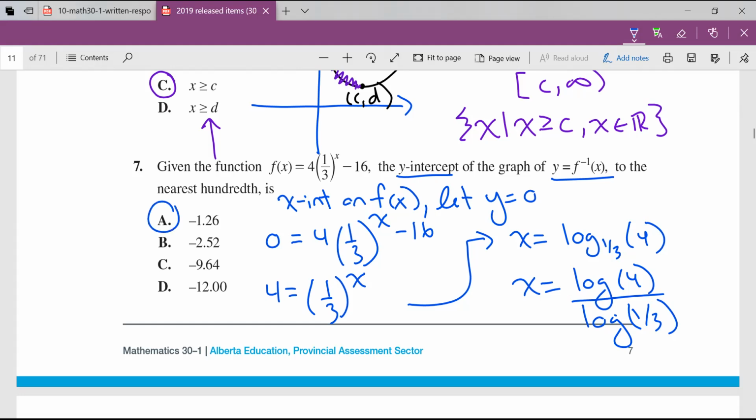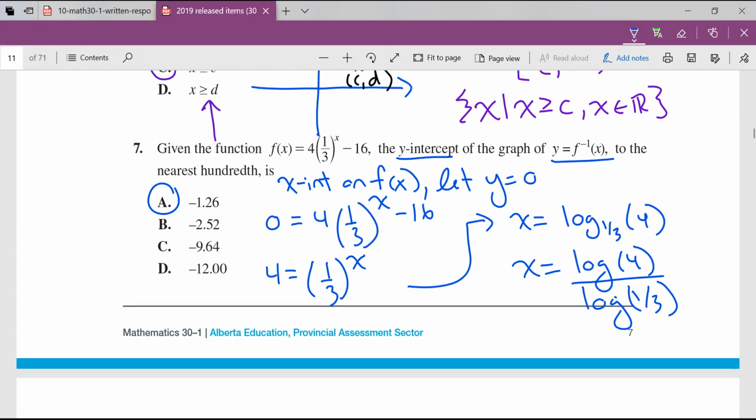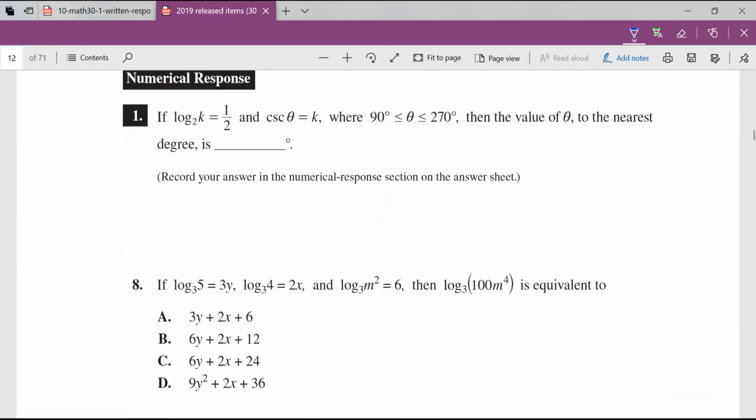Okay, there we are, friends. Cooking along. Look at that. We're already 7 questions in. We're doing pretty good. All right.